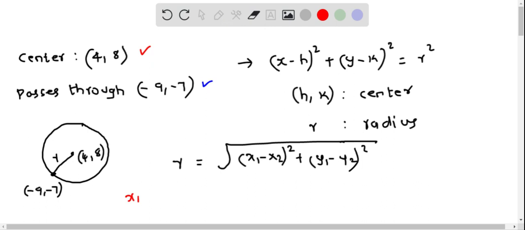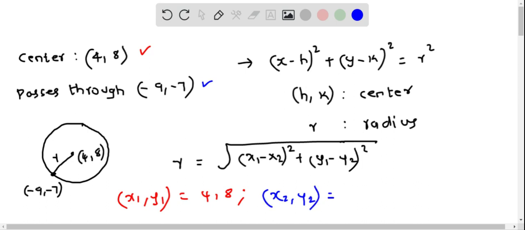So I'm going to consider (x1, y1) as the center point, that is (4, 8), and the other point, that is (x2, y2), equals the point on the circle, that is (-9, -7). So I can plug this into this distance formula.